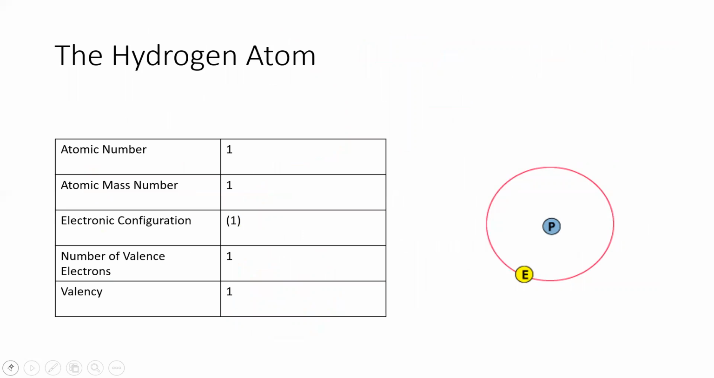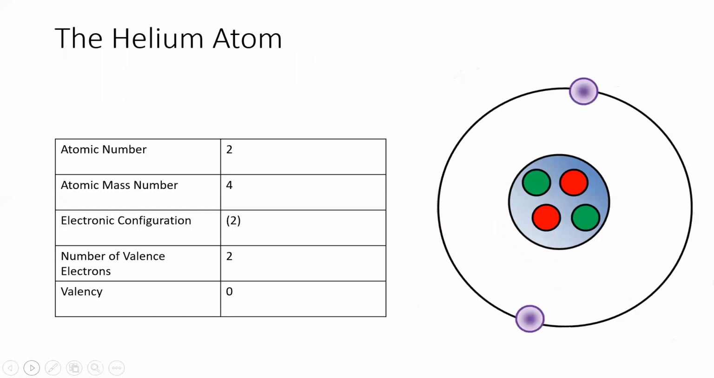Okay, so the number of valence electrons is also 1 in this case. The valency is 1 because, as I said, it can exchange 1. We spoke about helium atom. This is the helium atom. You can see very happily sitting with 2 electrons in its outermost shell, which is the first shell. Therefore, the number of valence electrons is 2 in this case. But however, because it's filled, the valency is 0. It does not want to react further.